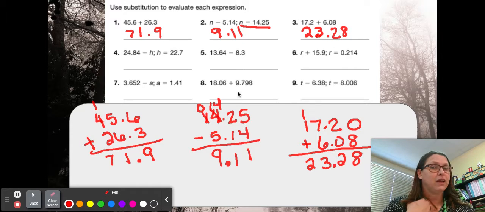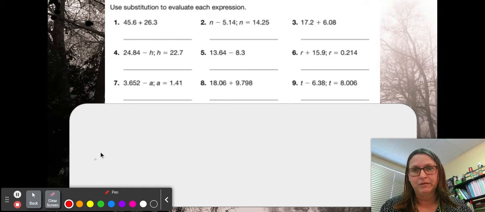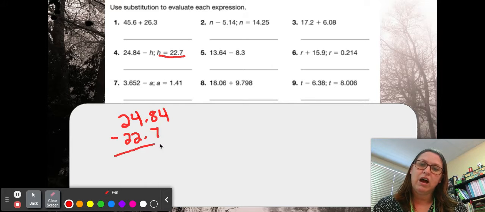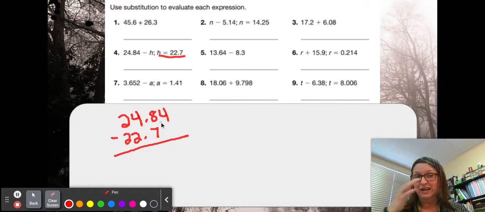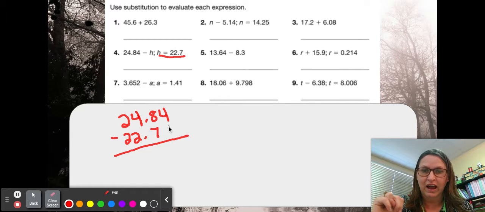Okay. Now let's do another couple problems. So number 4, I have to substitute. It says h equals 22.7. So I'm going to do 24.84 minus 22.7. I did step 1. I wrote it going up and down, and I lined up my decimals. Step 2, add any needed zeros. I need to add a 0 right here under my 4.